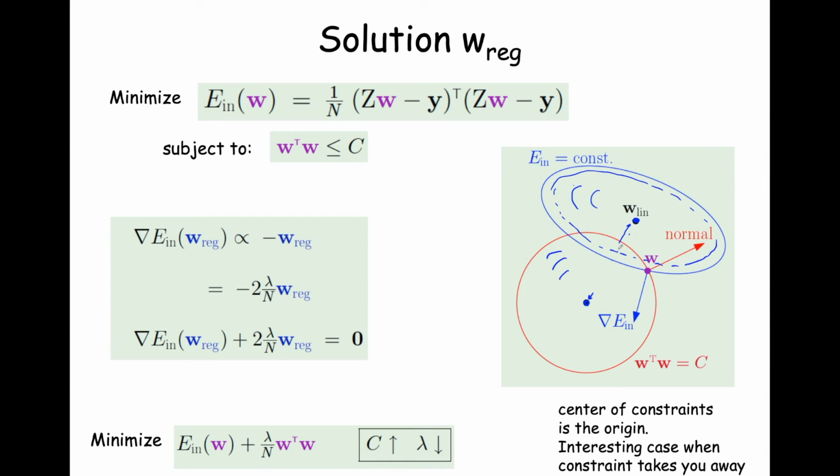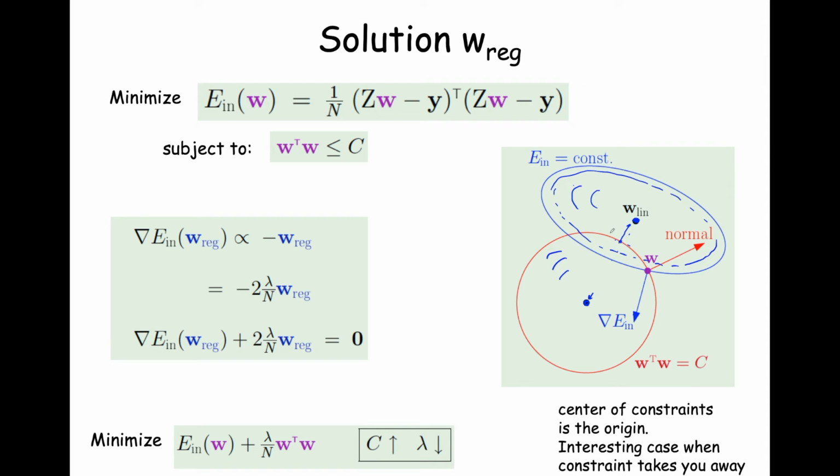Now, of course, when I minimize in-sample error, it wants to pull my solution closer and closer to W-lin, but it can't violate that constraint. And so here, my gradient of in-sample error is in this direction, the blue arrow, orthogonal to the contour for in-sample error. And my constraint is this red arrow, orthogonal to this red surface, the constraint circle. And so my solution can't go any further than this constraint because I can't violate it. It's less than or equal to this C. So that means whatever solution I have is going to be somewhere along this red circle, but it's going to be as close as possible to this W-lin.